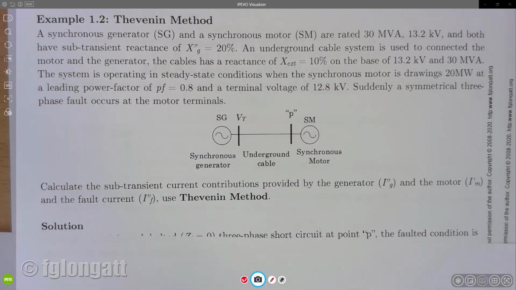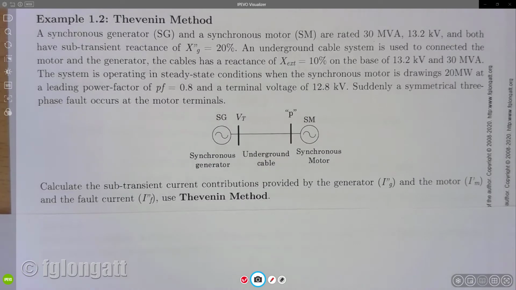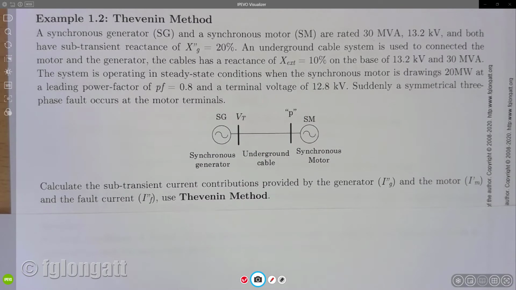Okay, welcome to this example. This is example 1.2 related with Thevenin method, okay? And to be honest, at the end, we will run some calculations and comparison with the EMF method, but let's wait, okay? This is a very simple problem, okay?